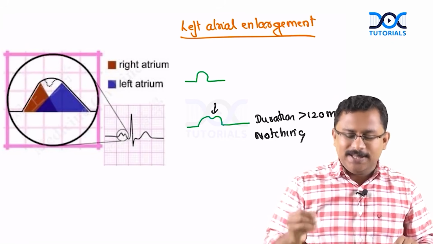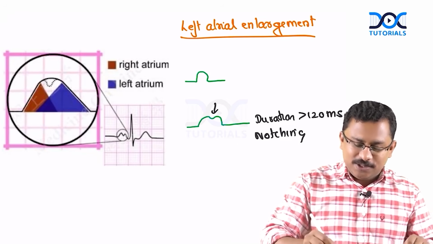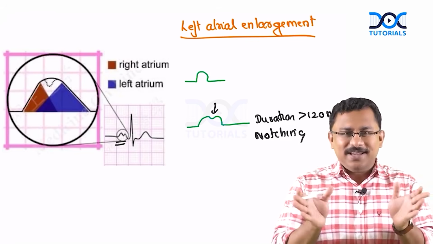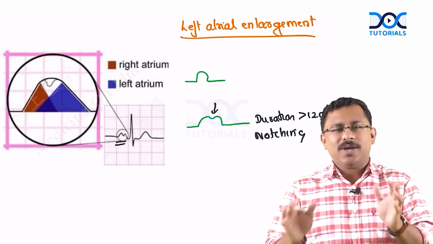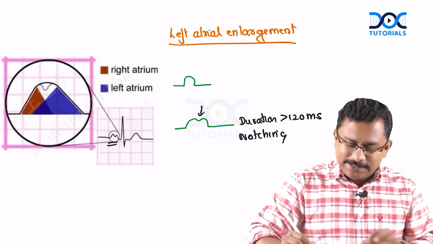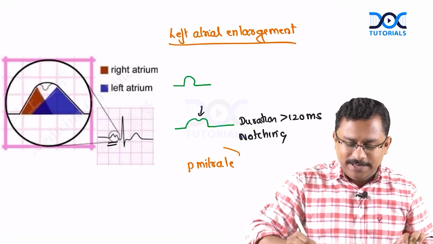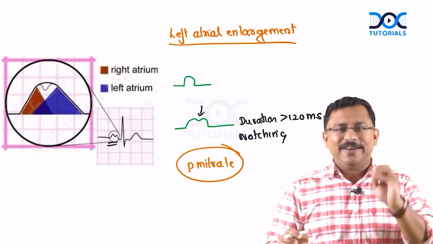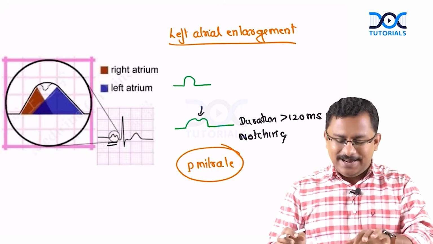You can see the notching in the P wave. So the duration will be increased, and there may also be a notching, you can see in this figure also. And this type of P wave where you have an increased duration along with notching may not be there in all scenarios, but anyway the duration will be increased, and such a condition is referred to as P mitral. P mitral corresponds to left atrial enlargement.